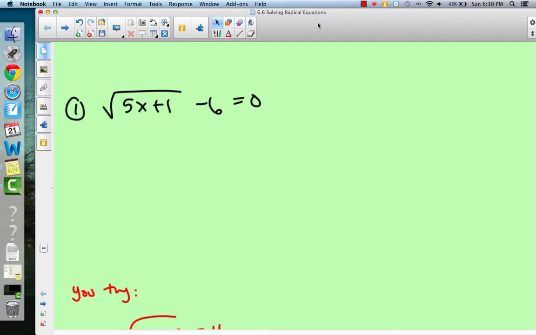I'm going to show you a couple different examples and a couple different methods, and there's no one method that's any better than another. You just use whatever's comfortable for you, okay? So we're going to just jump into some basic examples of solving radical equations.